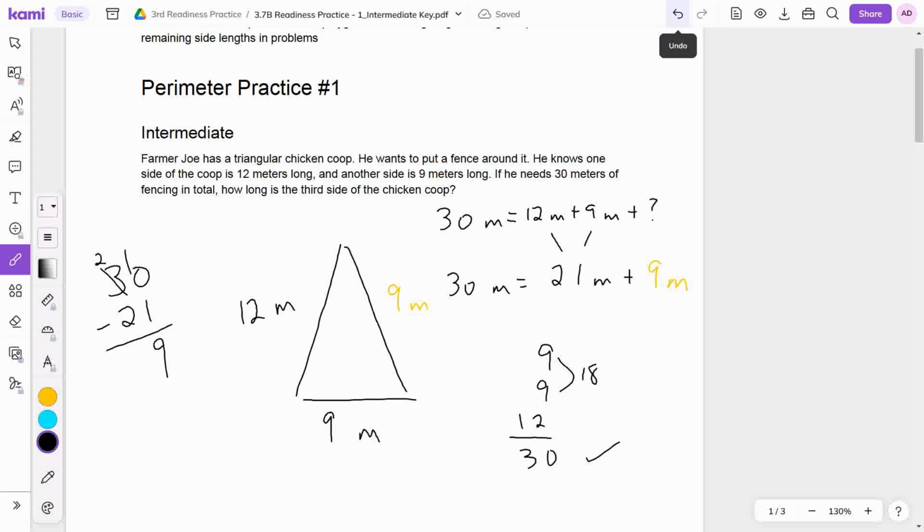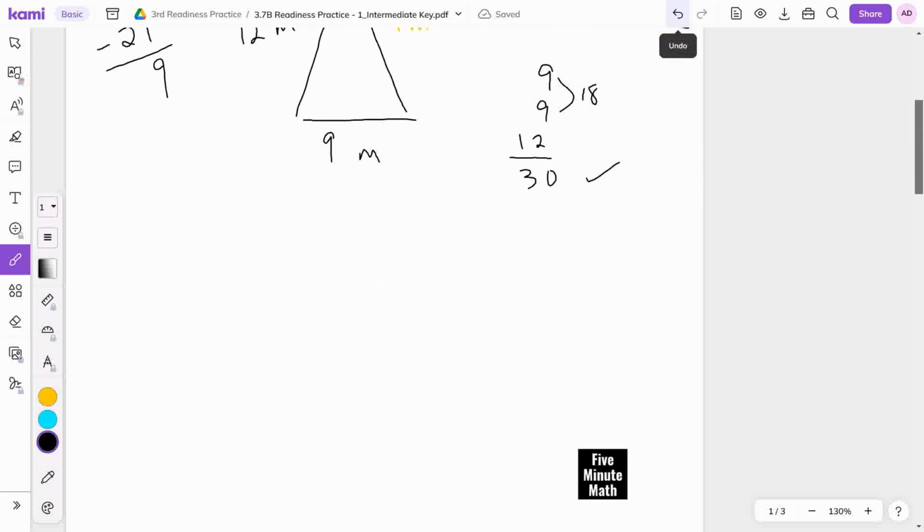So our answer here is 9 meters. That's the length of the third side of the chicken coop.